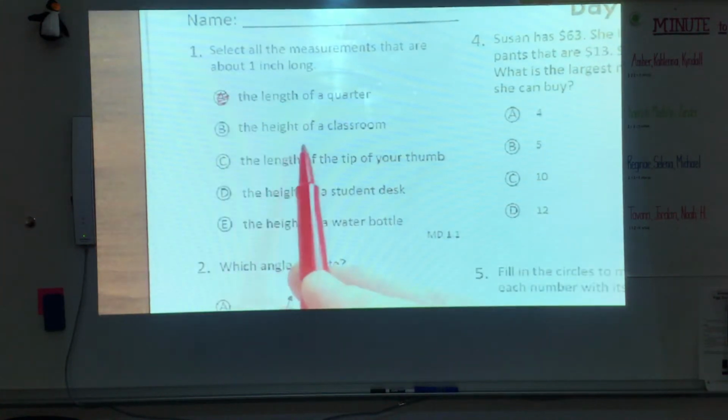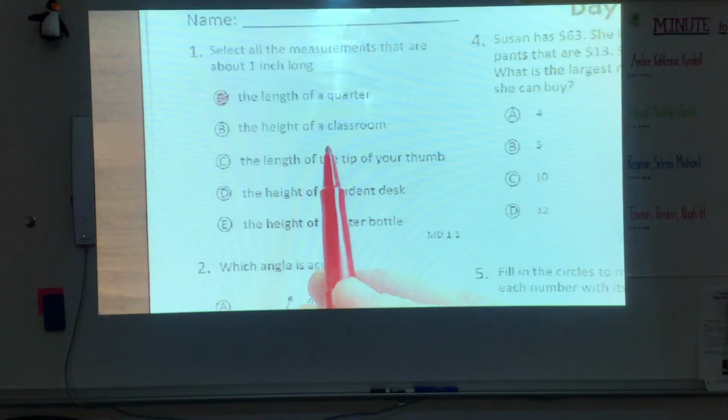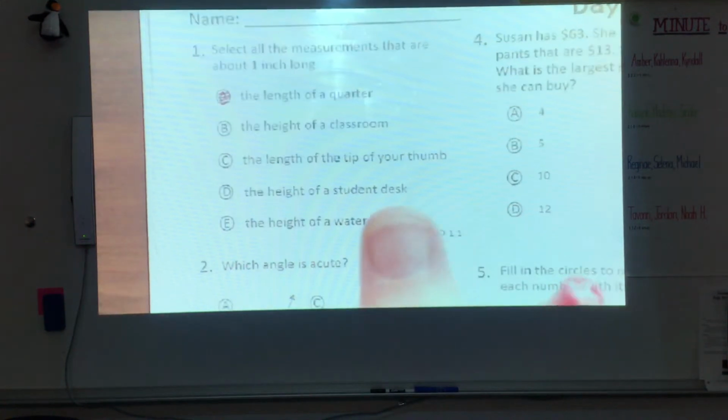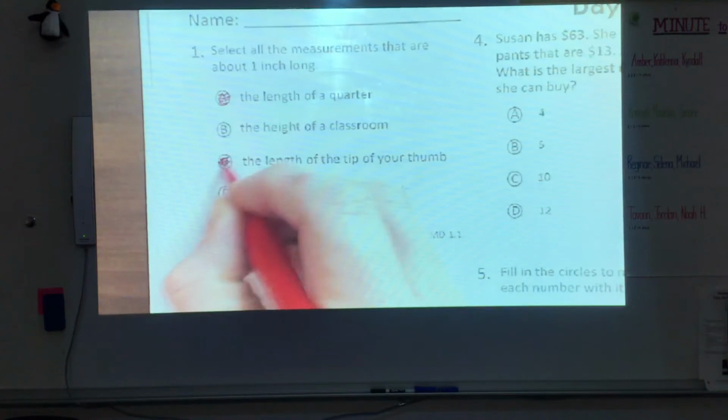What about the height of a classroom? Think about how tall your classroom was. Could you even reach the ceiling? I don't know. I'm going to say no on that one. That's way bigger than 1 inch. The length of the tip of your thumb. So just that top part right there. My ugly thumb. I love your thumb. That one would definitely be about 1 inch.